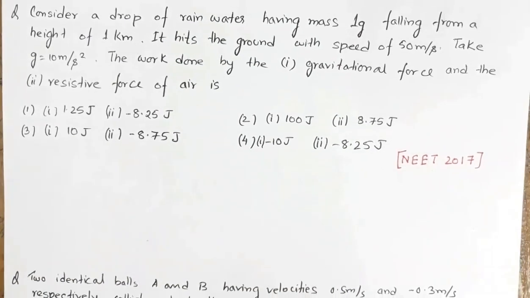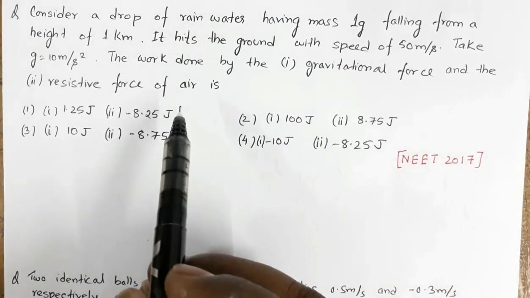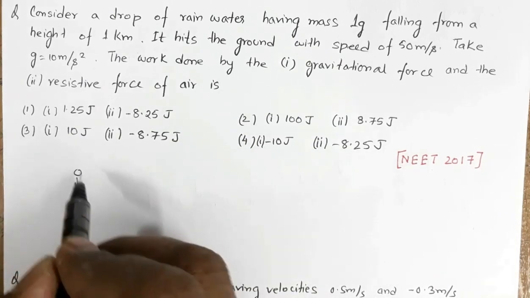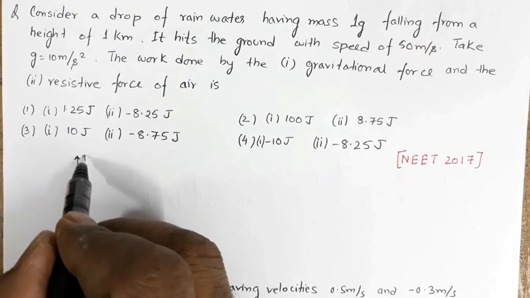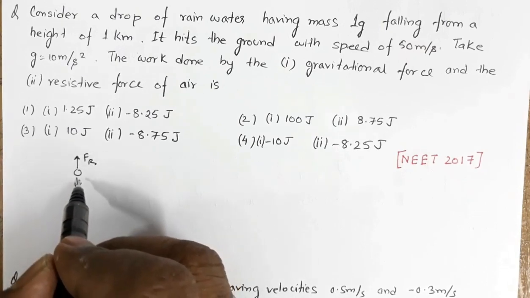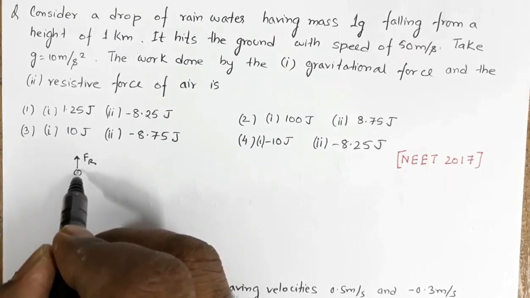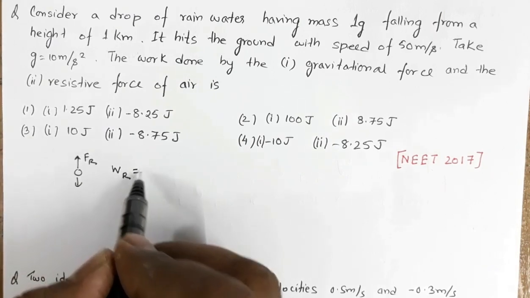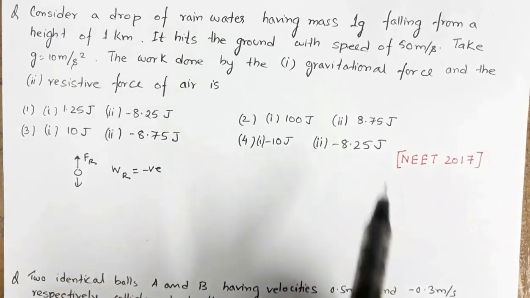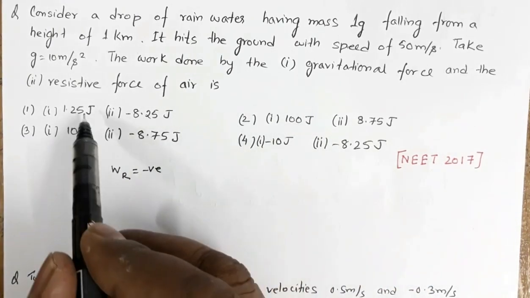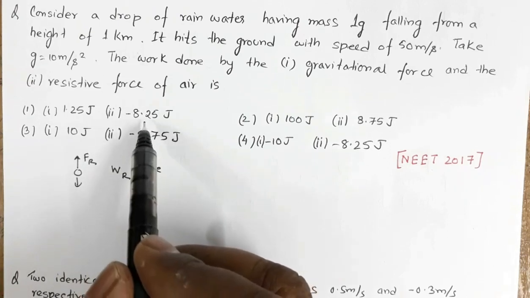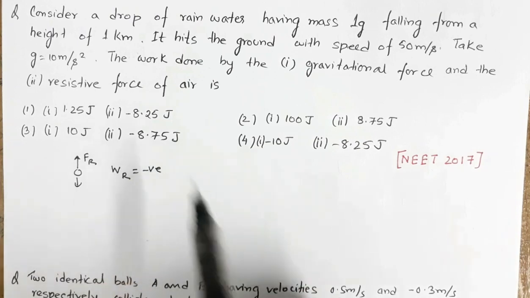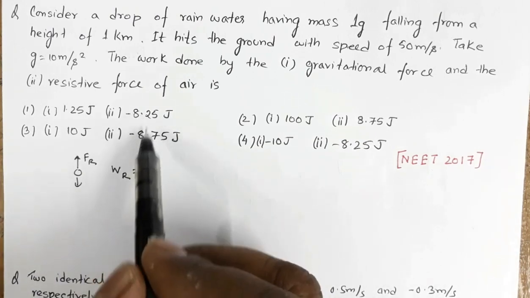Okay, now looking into the options, see, work done by resistive force. Now when the water drop is coming downward, the resistive force will act in the upward direction. So it is undergoing displacement in this direction, force is acting in this direction. So this work done by the resistive force has to be a negative quantity. Now out of the given options, option 1 and option 3, here we see that resistive force can be minus 8.25, it can be minus 8.75, because these are only negative options.